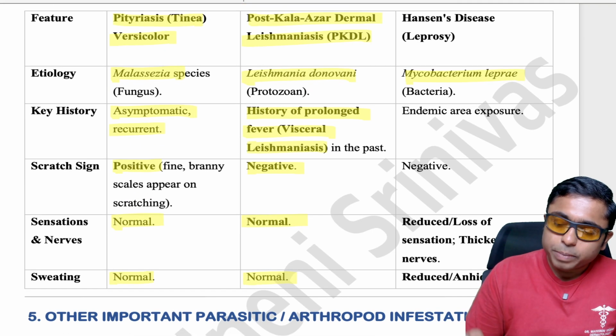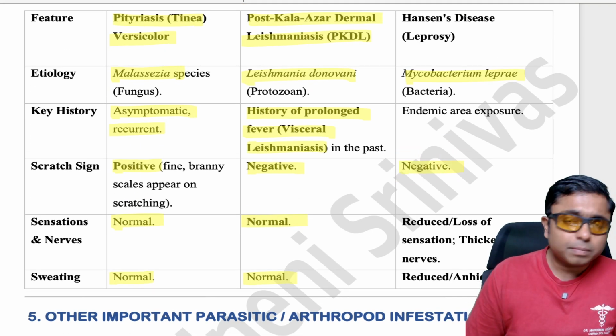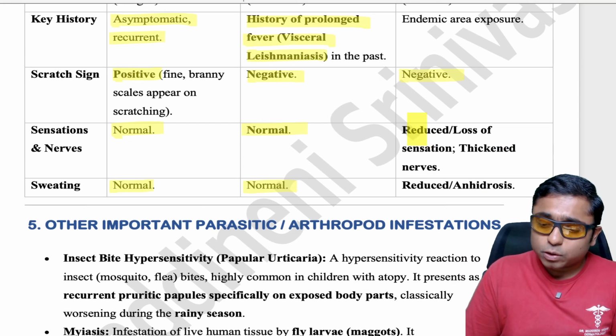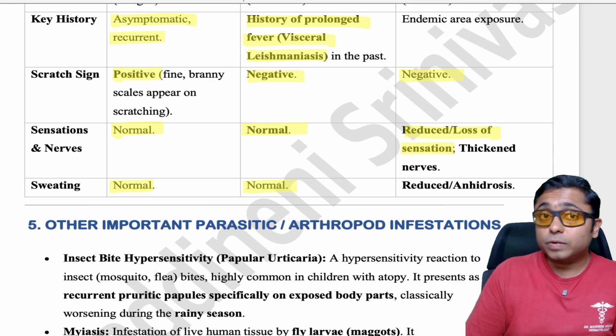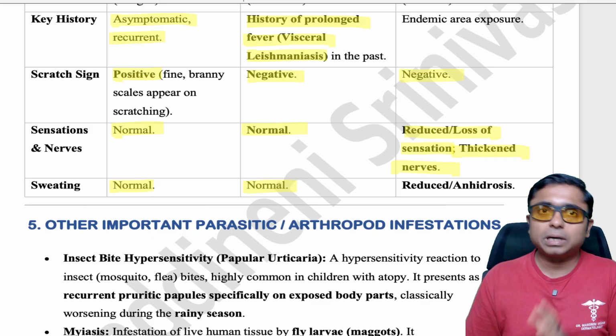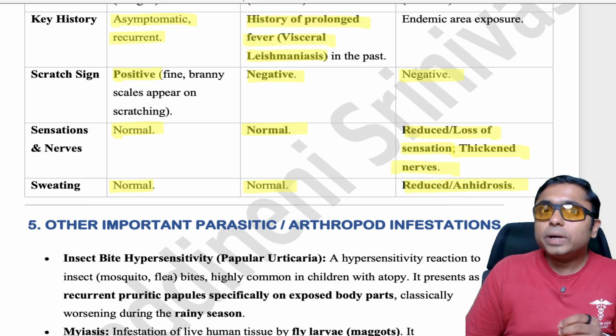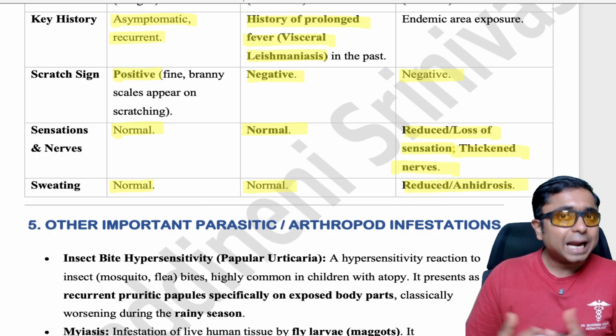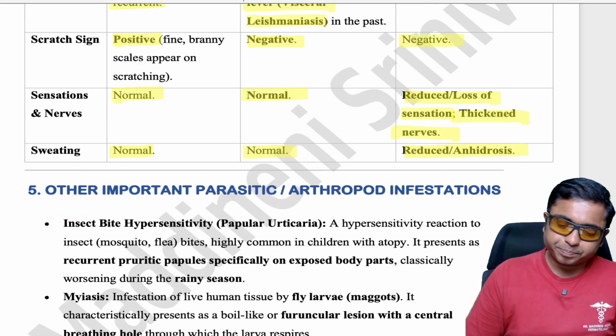Coming back to this topic, lepromatous leprosy: the scratch sign will be negative, but here the patients are going to have reduced or loss of sensation. Also, very importantly, thickening of the nerves is classical for lepromatous leprosy patients, and the sweating can be reduced, or there could be anhidrosis, complete absence of sweating.